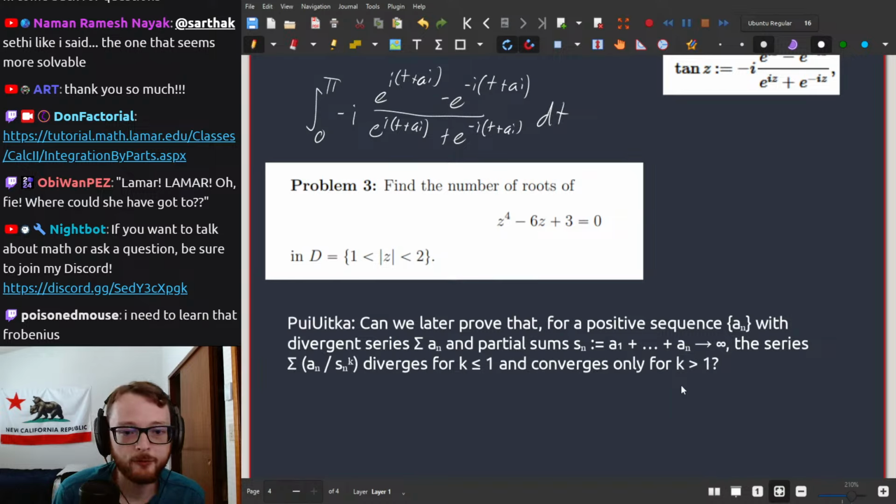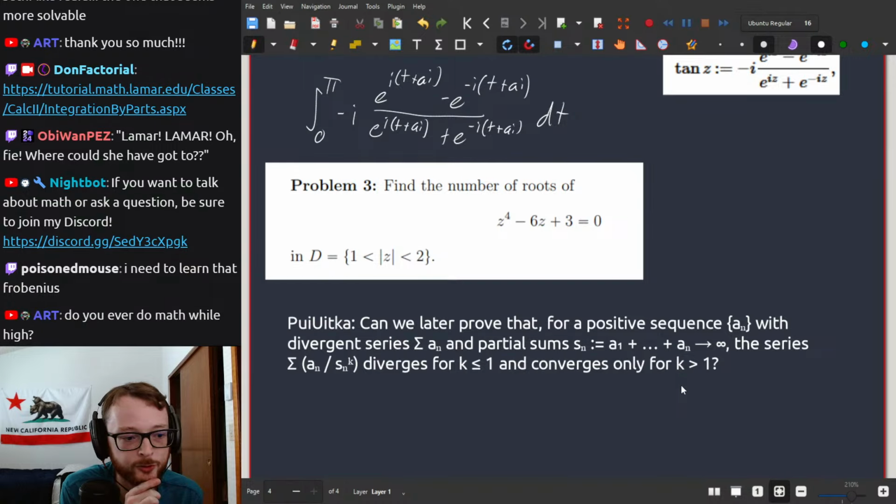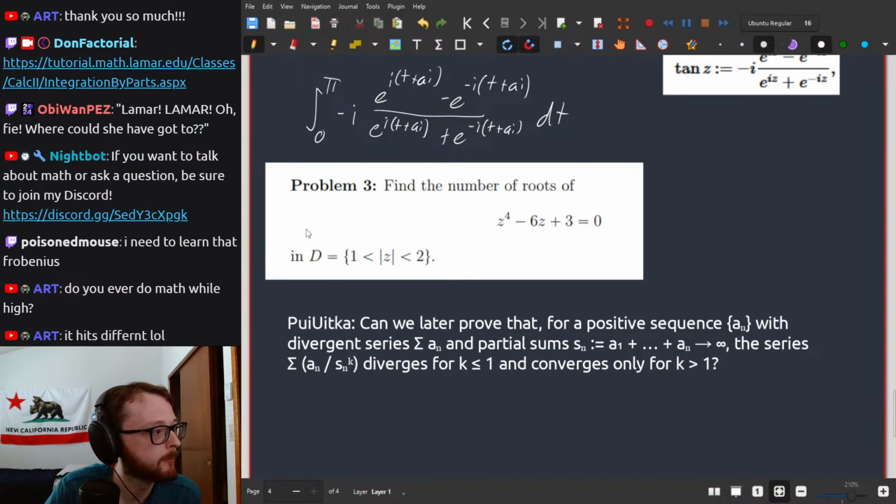I'm reading Puika's question. There's actually a trick for 3. I think I know what the trick is for the one on top. Like this one.